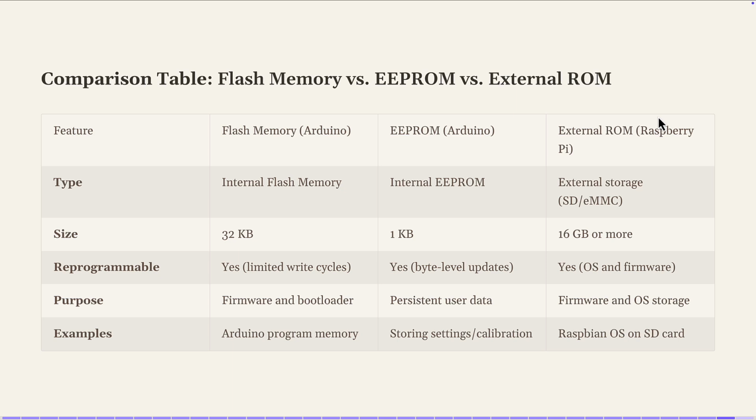So all of them are reprogrammable. This has limited write cycles. And the purpose: this one is for firmware and bootloader, the EEPROM is for persistent user data, and the external ROM is for firmware and OS, operating system storage.